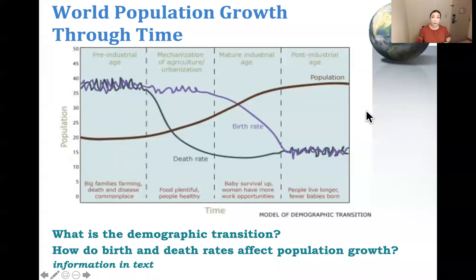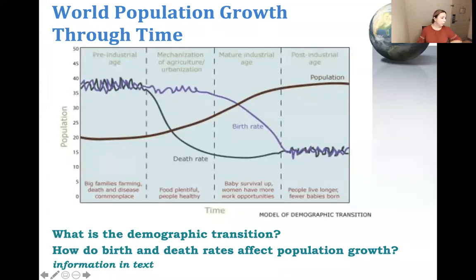So basically, death rate goes down when people have better nutrition, right? So what you're seeing here is people were in better health in general. There was more food available, the food was of higher quality, so people stopped dying of diseases related to a compromised immune system from poor nutrition. So this is why on the second stage, it says food plentiful, people healthy.